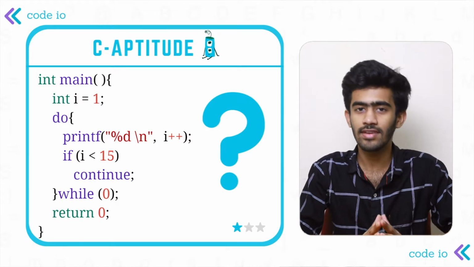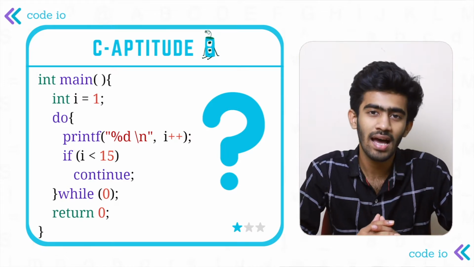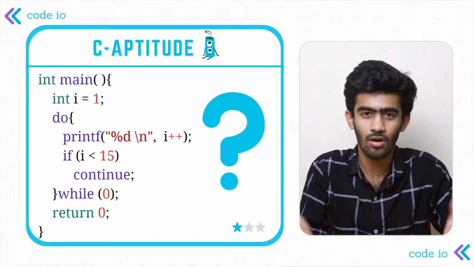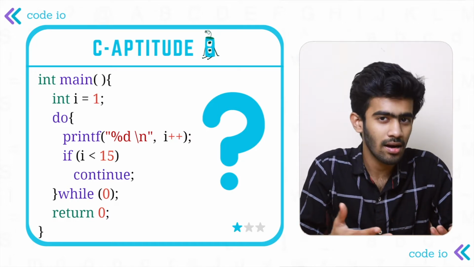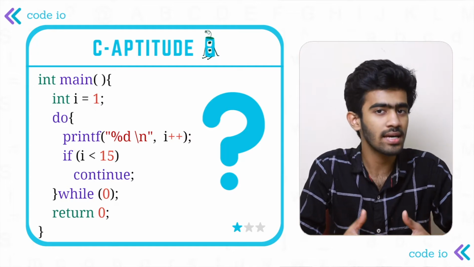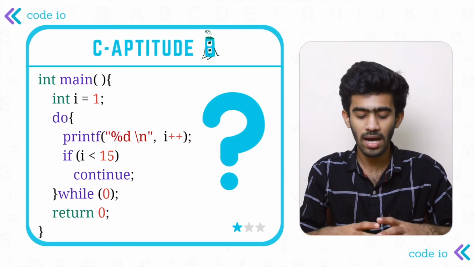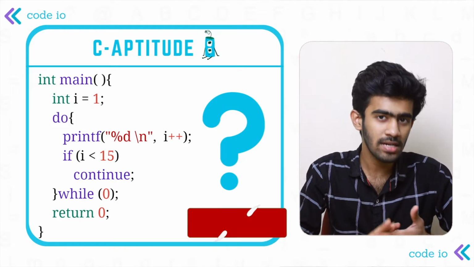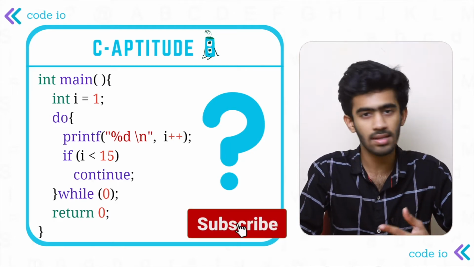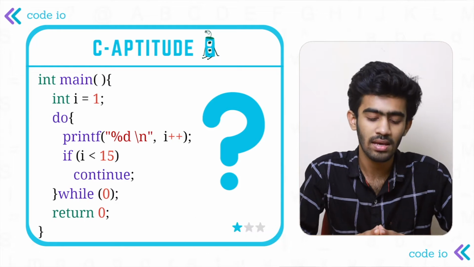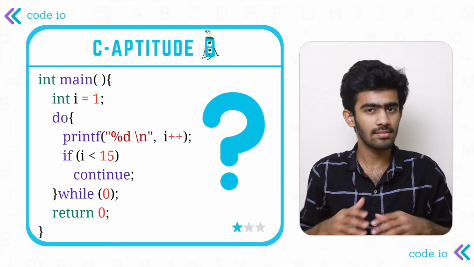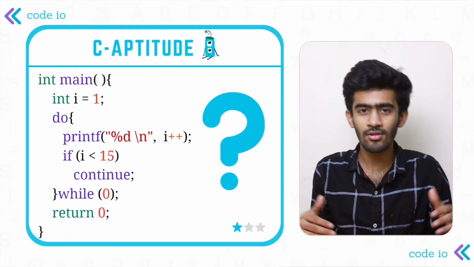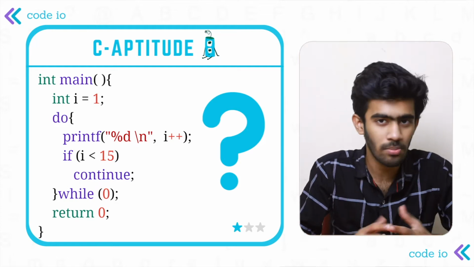In this question, we have a main function, of course. And then the first statement is obviously declaring the variable I, and the value that is given to I is 1. The next part is the do while part. So we have this do while loop, and then we have a printf statement as well as an if condition inside this do part. And then we have the while condition and then the return statement. So let us ignore the return statement and focus on the do while loop part.